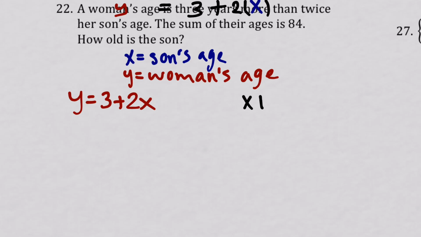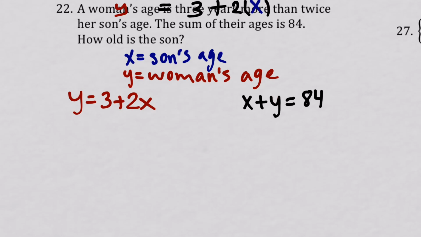X plus Y equals 84. And there you go. You have your two equations. Okay. Now using substitution, which is what we're going to use, I can see that the first equation is already solved for Y. So that work is already done for me. All I have to do is take this 3 plus 2x and plug it in right here. Substitute it in for the other Y.